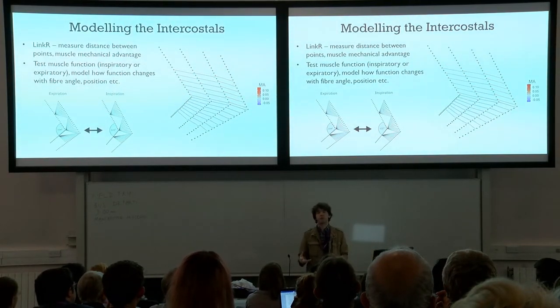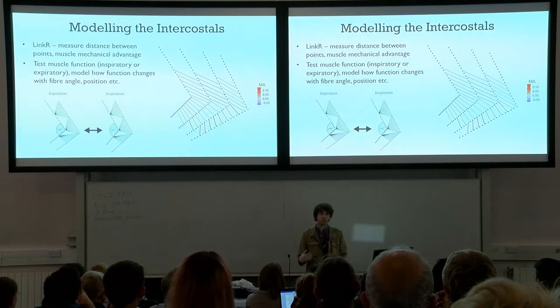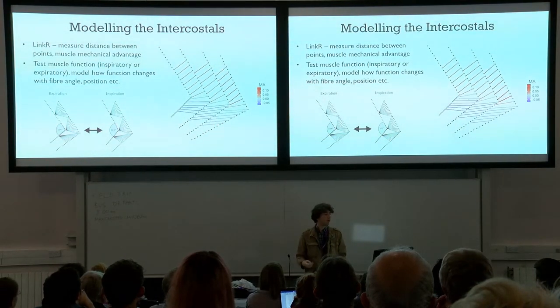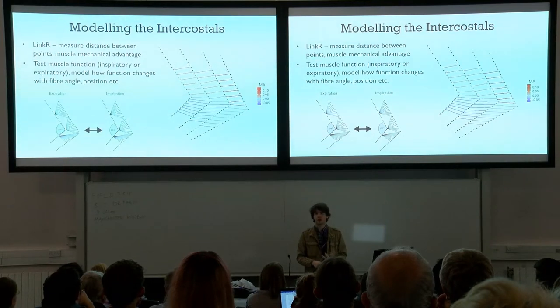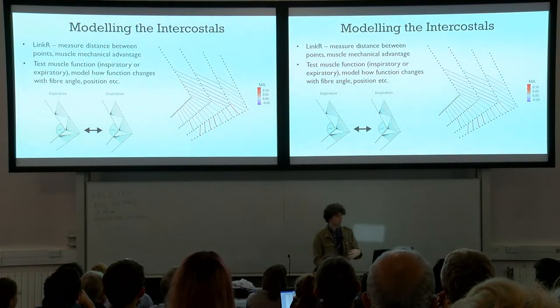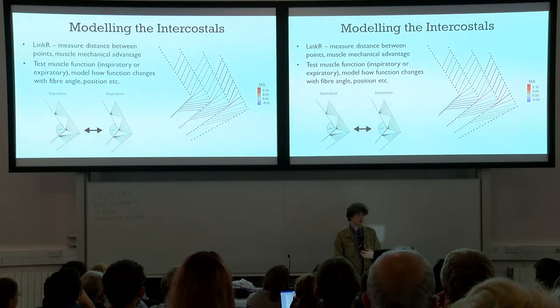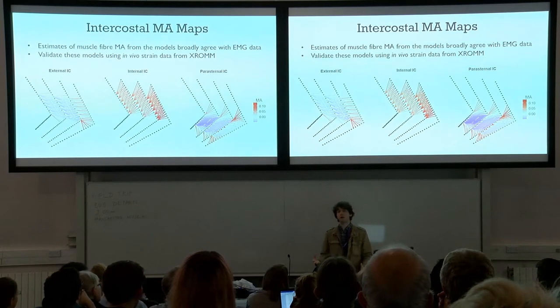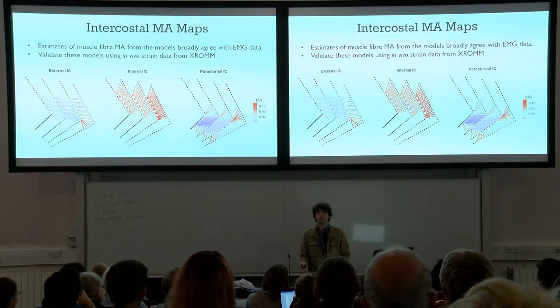So the red fibers have a high expiratory mechanical advantage. They shorten a lot during expiration, for breathing out. And the blue ones have a high inspiratory mechanical advantage. They shorten a lot for breathing in. And so you can see how this just changes across the rib cage. And if you compare that to results that we have from EMG, then it actually matches quite nicely.